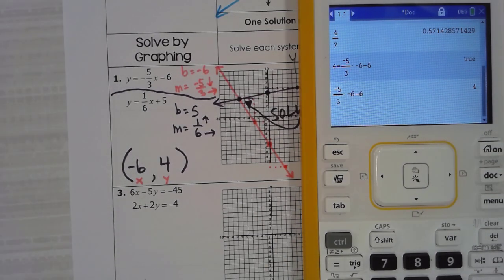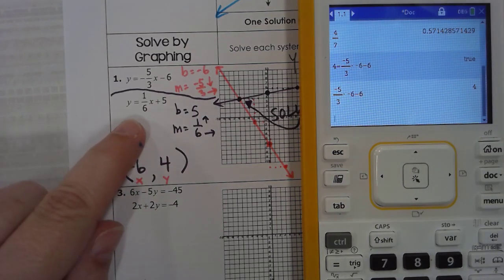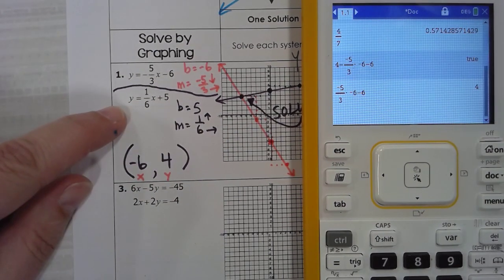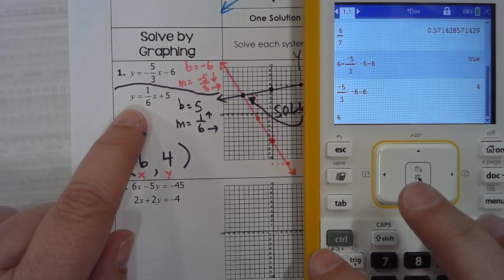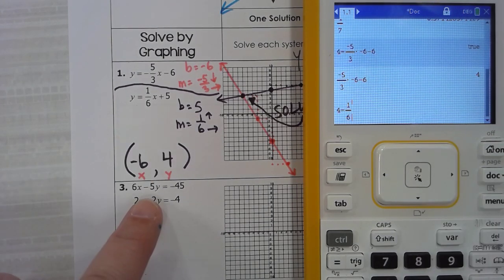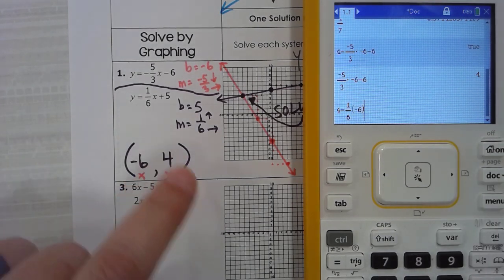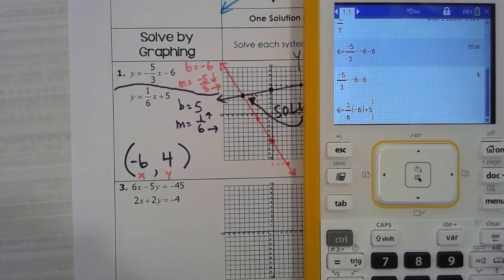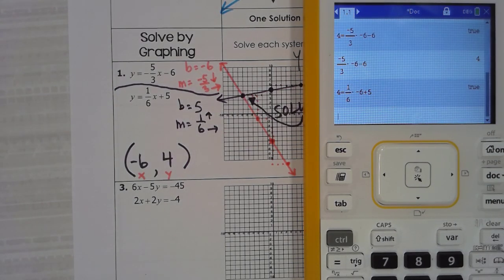Okay, so here's the thing. When you're checking to see if a point is a solution, you can't just check one equation because it could be on one of the lines but not on both of them, right? So when you're checking for whether that's a solution, you got to do both of them. Okay, so we got to do the second one as well. Our y value is 4 equals, this time we have a 1/6. And then our x value is still -6. And we're going to plus 5 to that. So it has to work for both of them, otherwise it's not a solution.